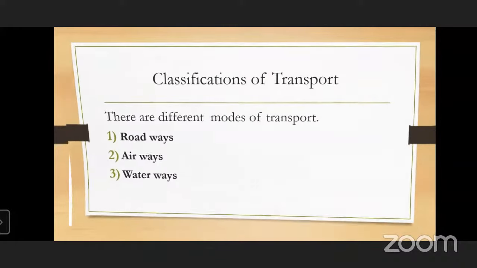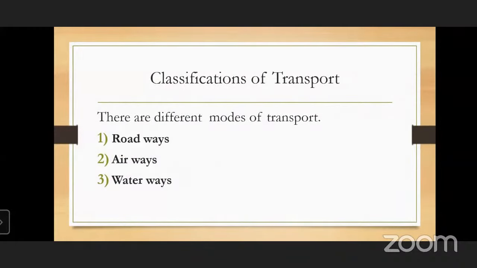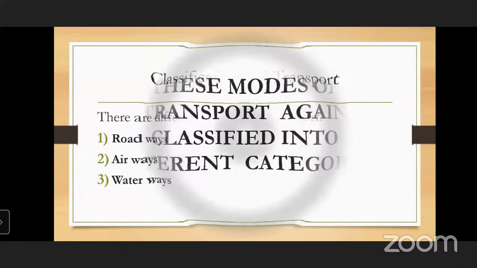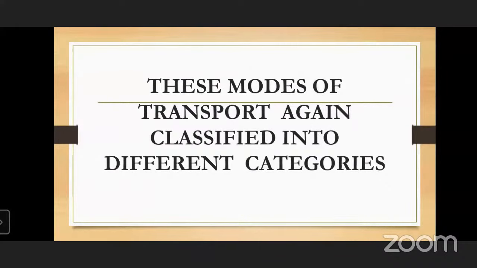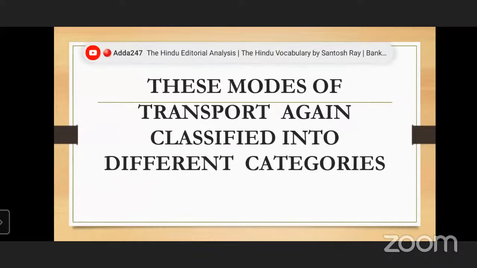Now we are going to see the classification of transport. I have told you that there are 5 different modes, but today we are going to see only 3. The 3 modes of transportation are roadways, airways, and waterways. Can anyone read these 3 different types of mode? Roadways, airways, waterways. Very good. Now these 3 transportations are again divided into different categories. In roadways also there are 3 categories. That is what we are going to see.